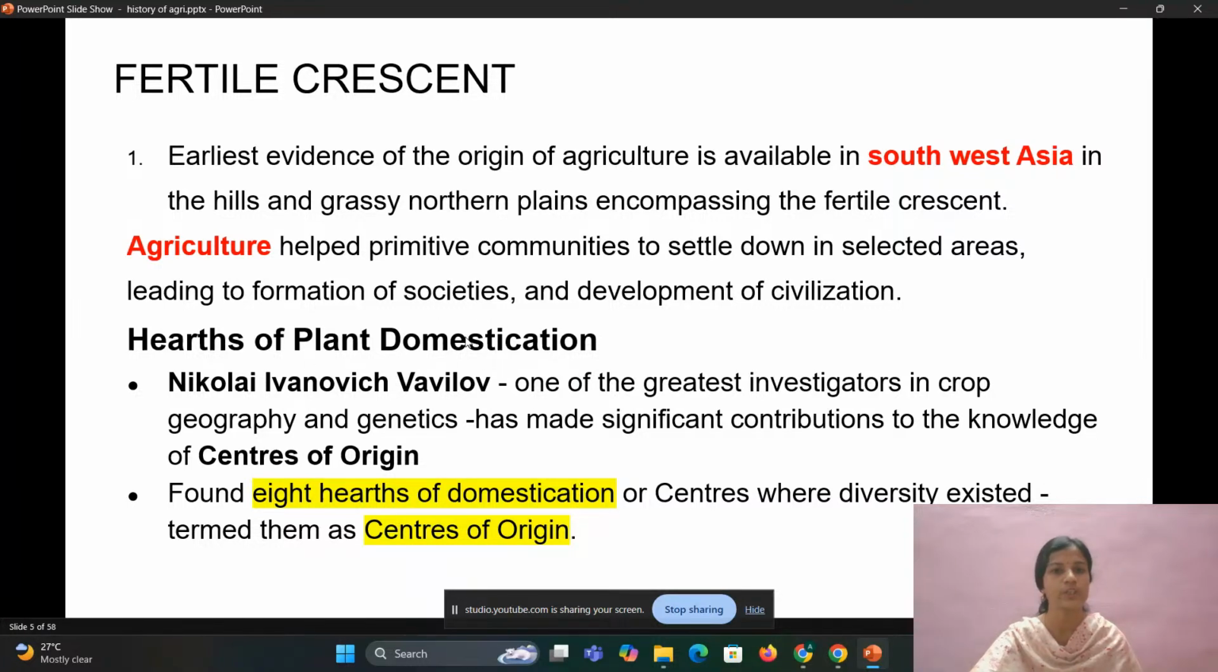This idea of hearths of plant domestication, or centers of origin, was first given by the scientist Nikolai Ivanovich Vavilov. So Vavilov put forth the centers of origin. Later on, various other scientists have also provided various theories regarding the center of origin. The first theory regarding the center of origin was put forth by Vavilov, Nikolai Ivanovich Vavilov, and he proposed 8 hearths of plant domestication, or 8 centers of origin. These are regions where diversity of the crop plants exists, or can be seen.